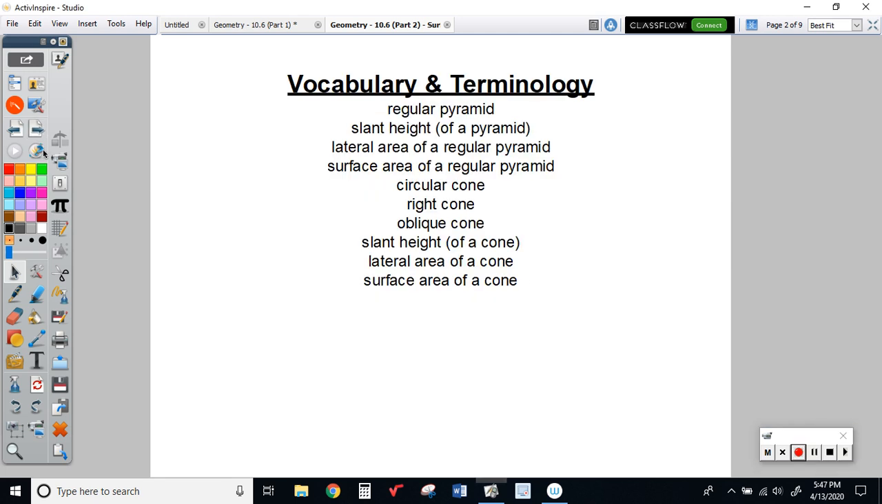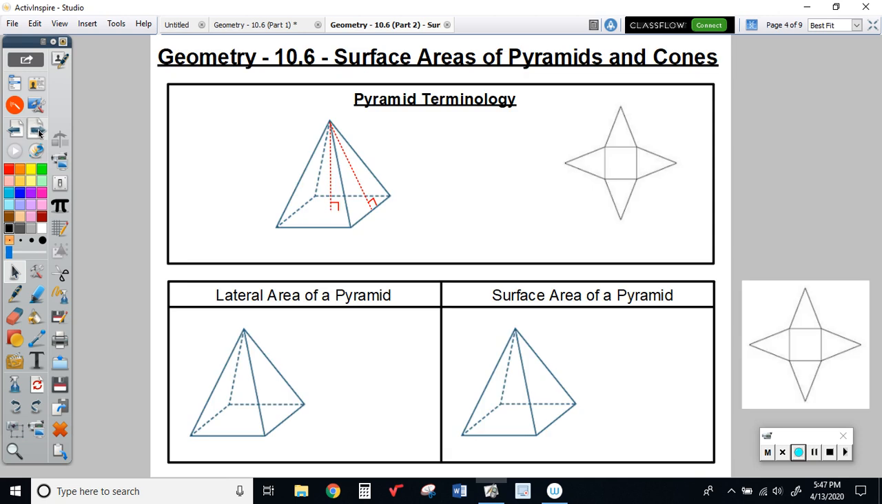Some more terminology we'll be looking at here, and make sure you're using those extra examples in your book to help you do this lesson. For this one, a pyramid and a cone are very related, just like a prism and a cylinder are very related. There's going to be now one base instead of two with pyramids and cones versus prisms and cylinders.